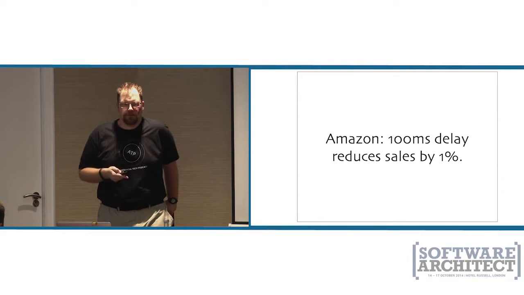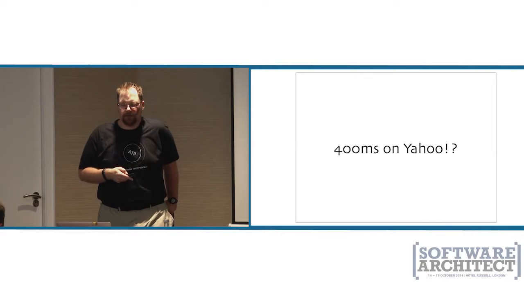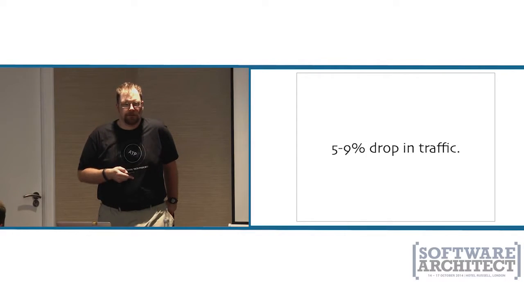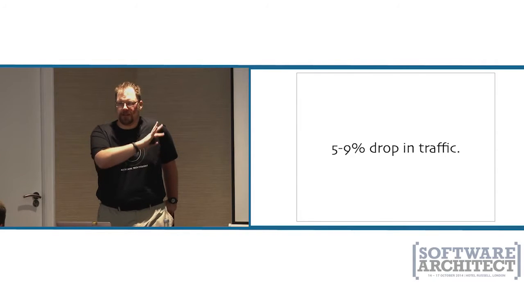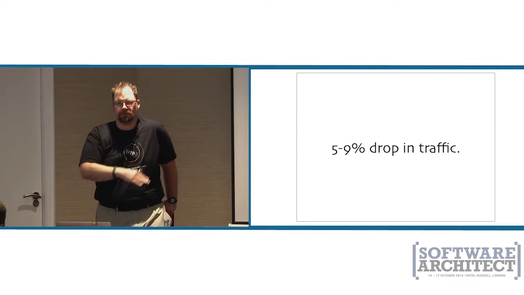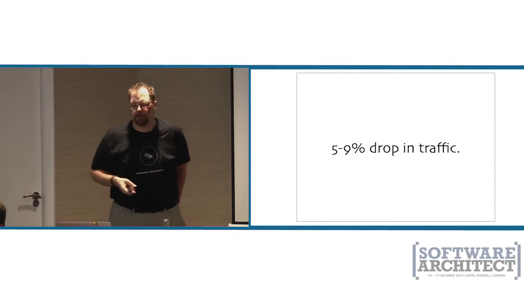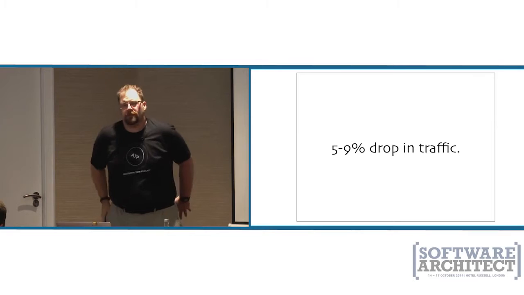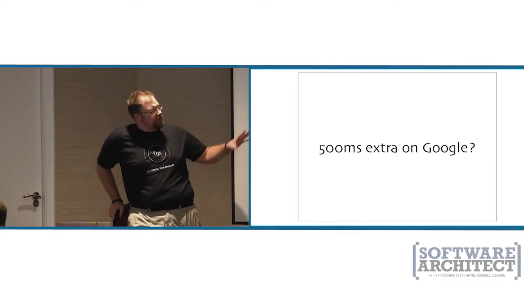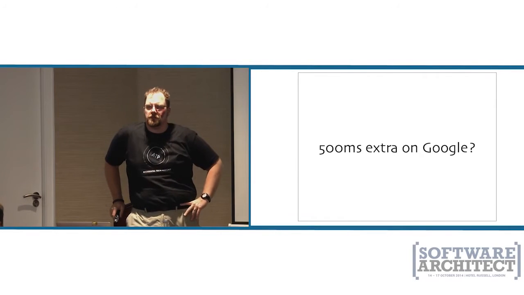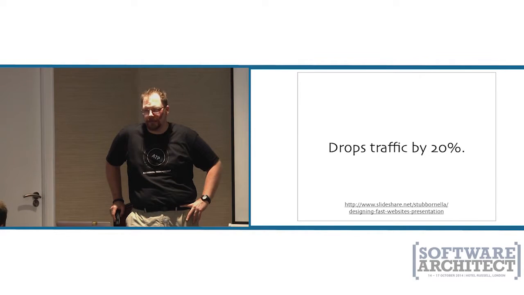If Yahoo sees a 400 millisecond decline, they see a 5 to 9% drop in traffic. Now, I could make a snarky comment about I didn't realize they had enough users to even notice that. I mean, does that mean Steve stopped using it one day and they called him up and checked if he was okay? I don't know. Google, though, 500 milliseconds. Now, I would argue this is finally starting to get into that perceivable range. Half a second, I can kind of see people noticing the difference there. This drops traffic by a full 20%.